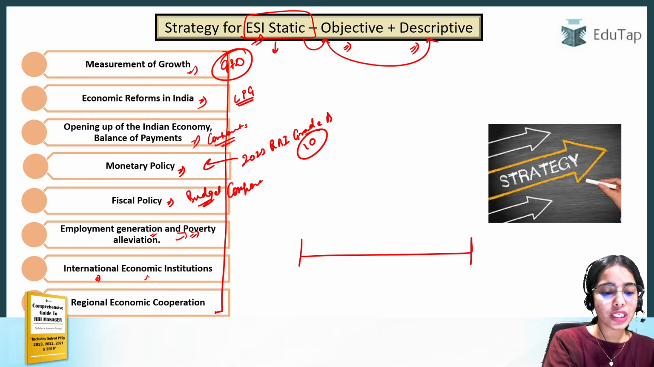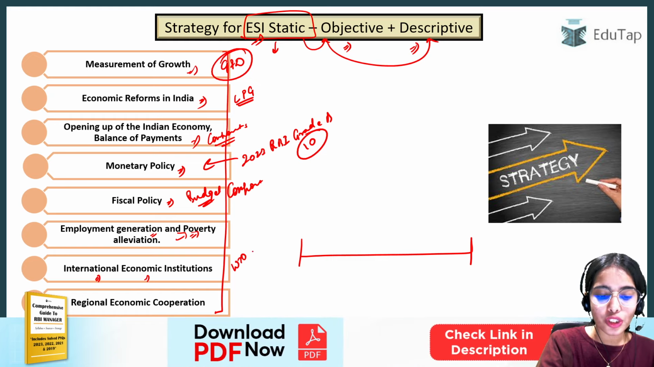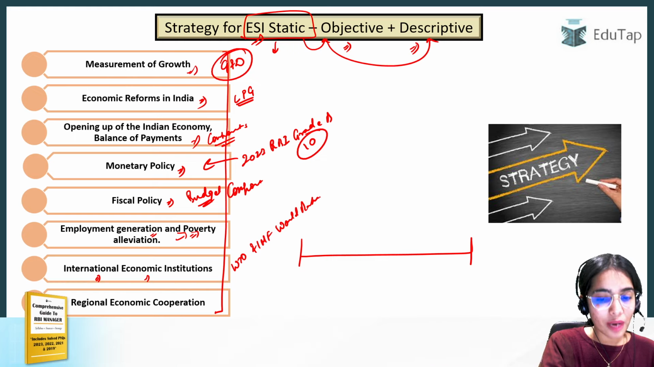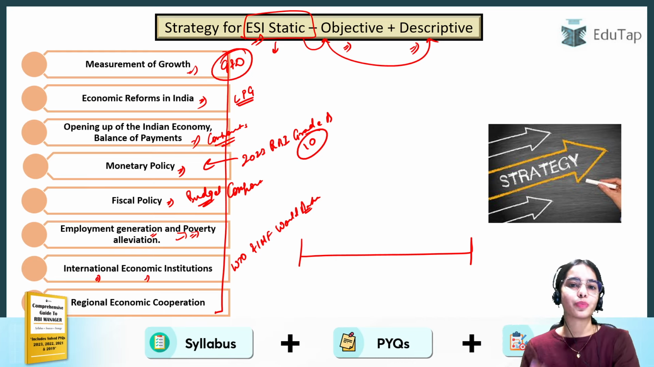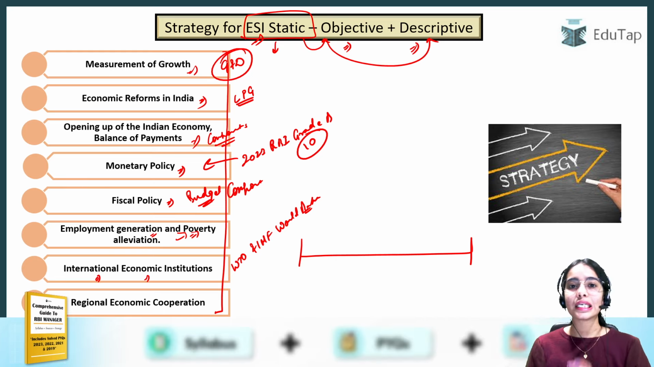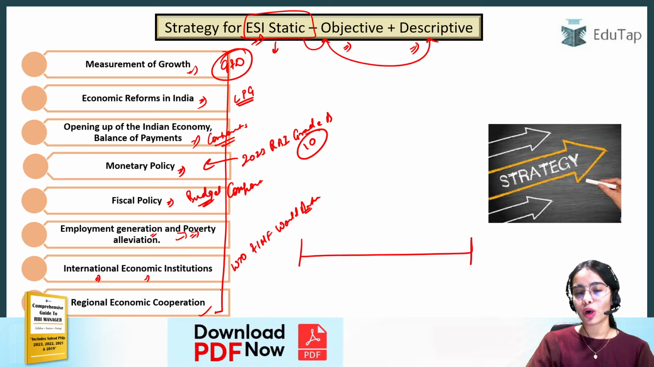In the international economic institutions, there were direct questions on WTO, IMF and World Bank. That also I'm going to show you, but I hope you understand that these chapters are important from the objective and descriptive point of view, both from the ESI static. Okay, regional economic cooperation also.